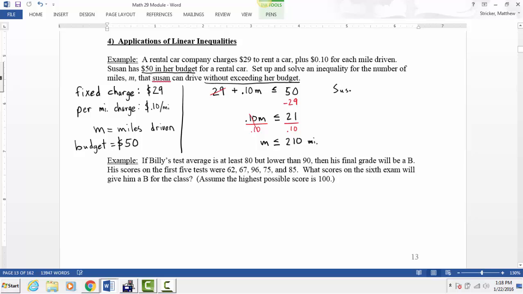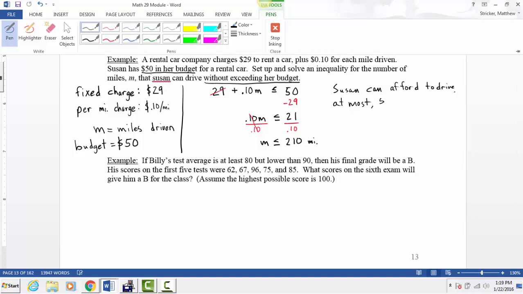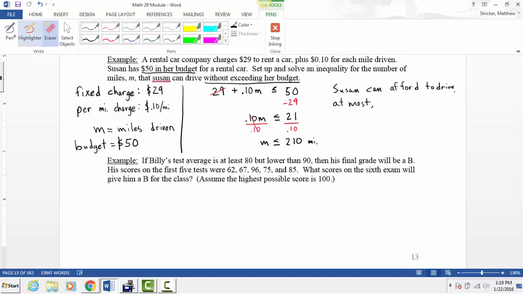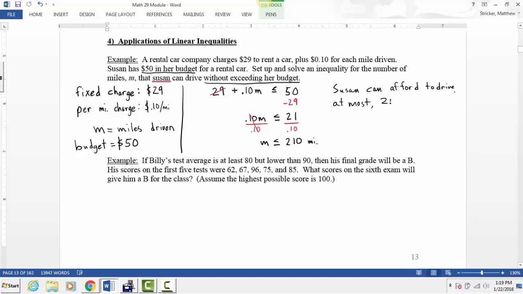Let's say Susan can afford to drive at most 210 miles in the rental car.